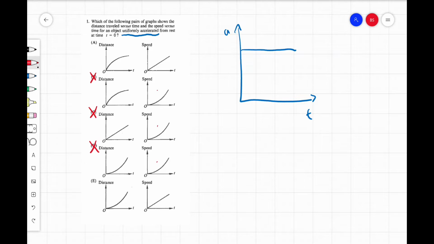Now let's take a look at the distance. We know that since our speed is constantly increasing, the rate of change of our distance must be increasing as well. In option A, we can see that the rate of change is actually getting smaller, so that cannot be the answer either, which gives our final answer as option E.